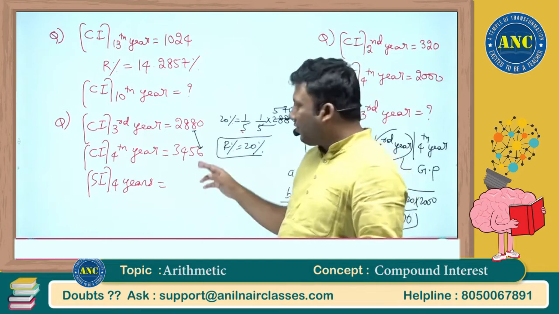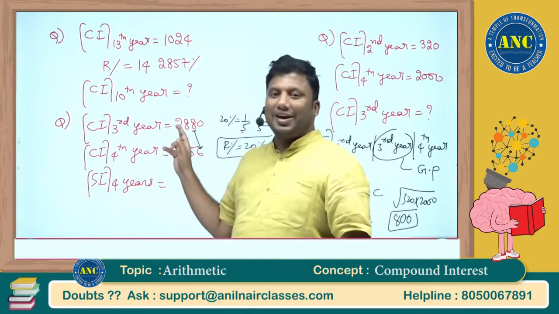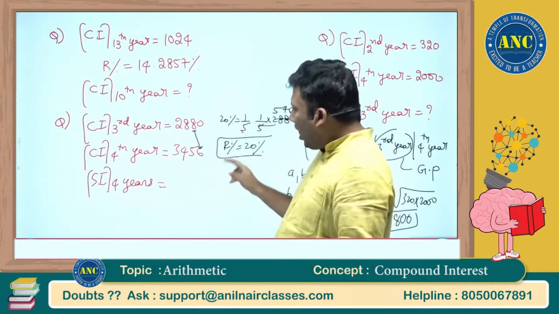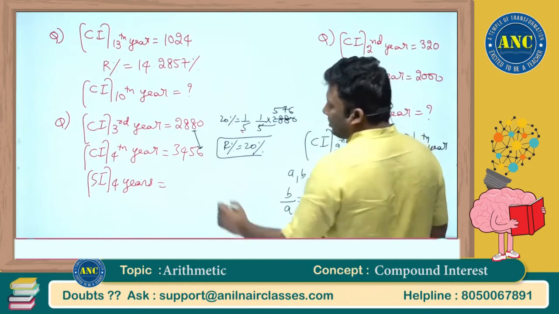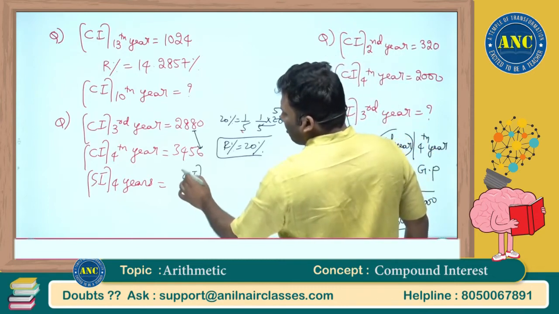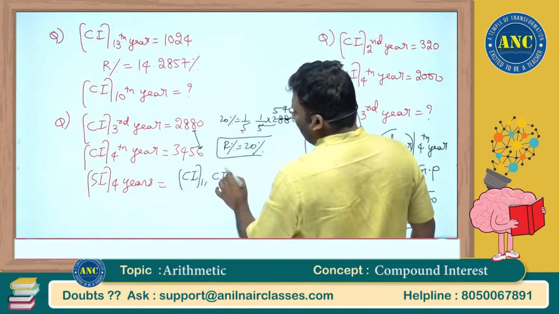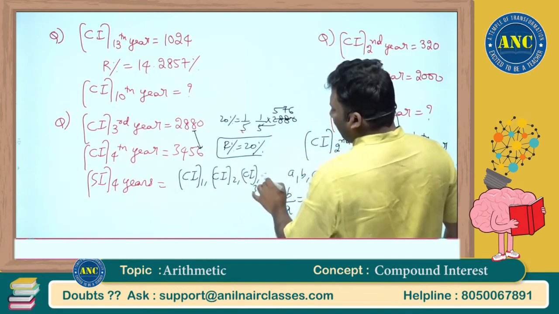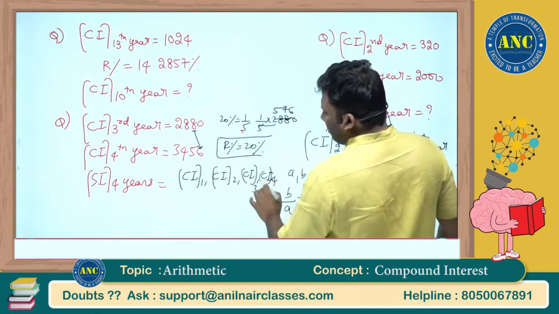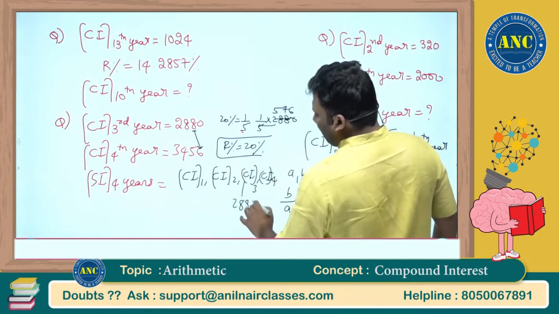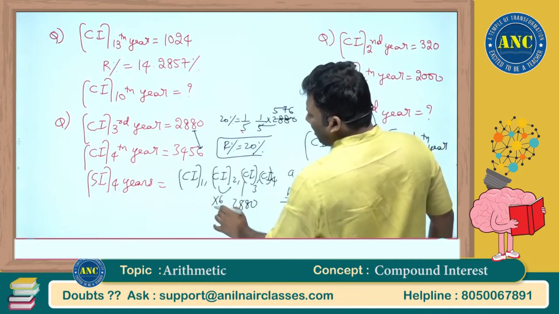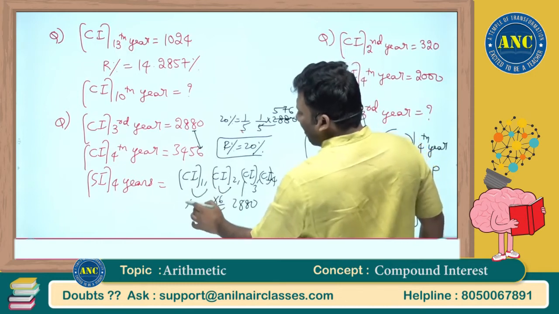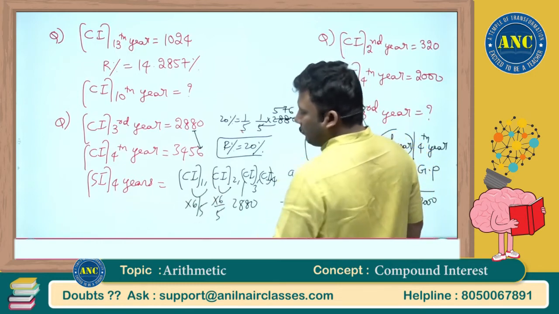All that we don't require. We have already done the rightmost non-zero digit. R percentage is 20 percentage. So these were CI for 1, CI for 2, CI for 3 and CI for 4. CI for 3 is 2880. So the scaling factor will be 6 by 5.